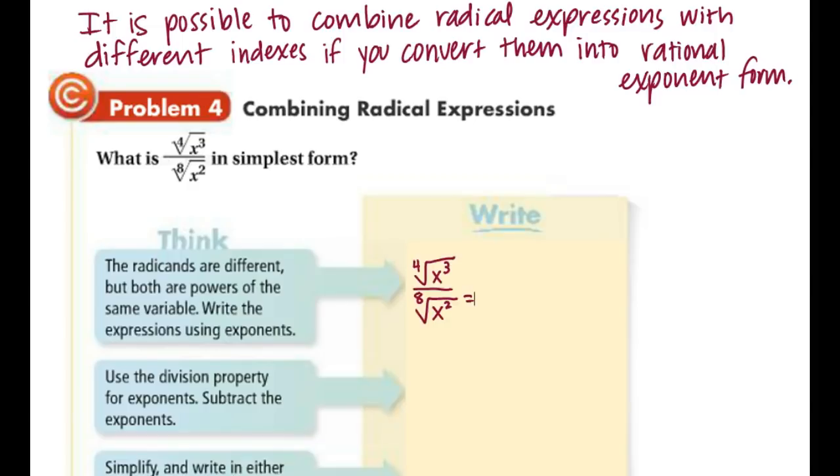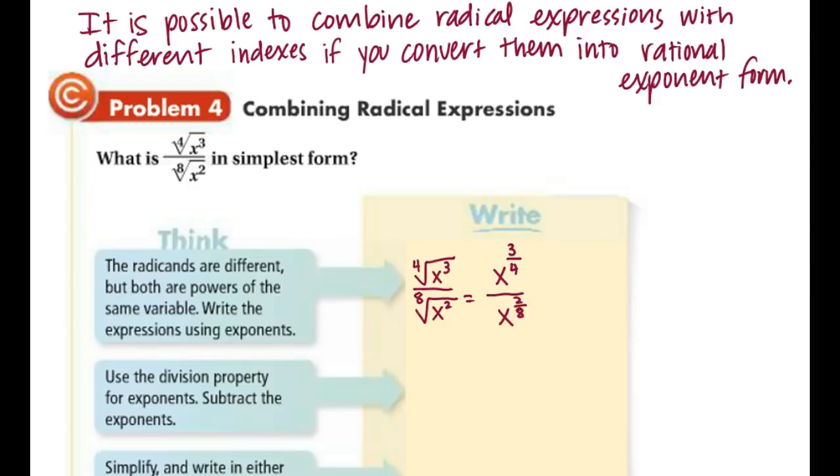We are given the 4th root of x to the 3rd divided by the 8th root of x to the 2nd. The radicands are different, but both are powers of the same variable. So we're going to write the expressions using exponents. So I can write the top, or the numerator, as x to the 3/4, and I can write the denominator as x to the 2/8.